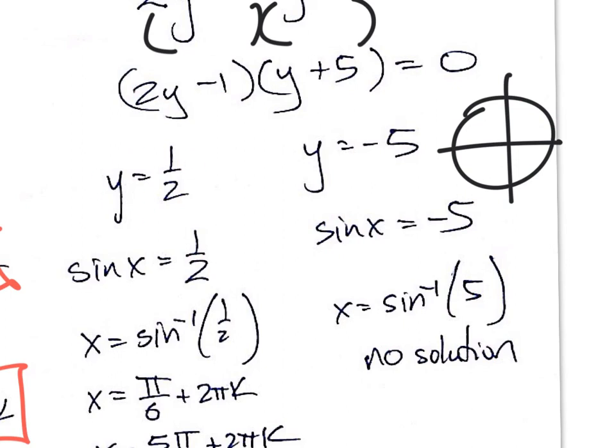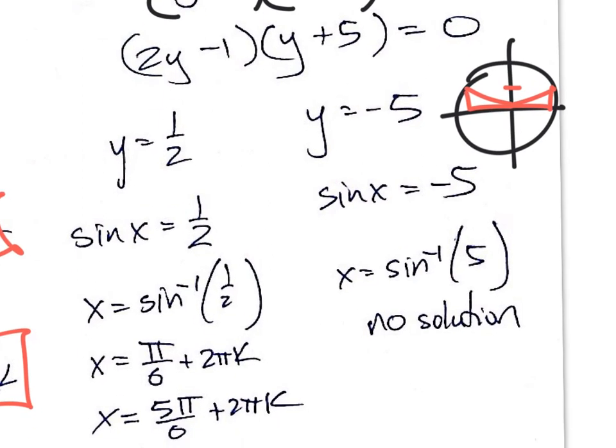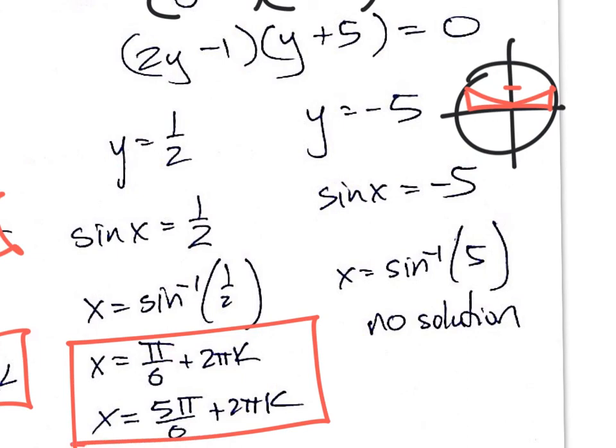This is all good. Y equals 1/2, so that would be right here. And we'd have that triangle and this triangle. So we end up with, over here, this would be pi over 6 plus 2 pi k, around, around, around. And this angle over here would be 5 pi over 6 plus 2 pi k, around, around, and around. So here is our answer. Okay, thanks for listening.